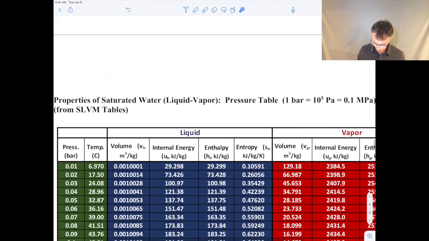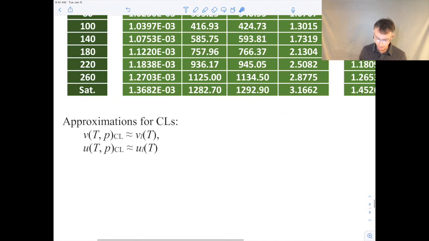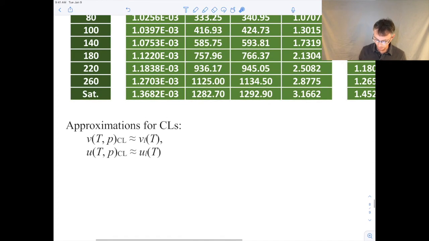And in fact, let me just go all the way down here. Sorry, I'm scrolling back and forth a lot. We have two approximations that we frequently use when we're in the compressed liquid region. One is that the specific volume, which is really a function of temperature and pressure for a compressed liquid, is pretty reasonable to assume about equal to the saturated liquid specific volume at the same temperature. The pressure doesn't factor into it. Again, it's because those isobars are so closely spaced together, pressure doesn't really come into play.